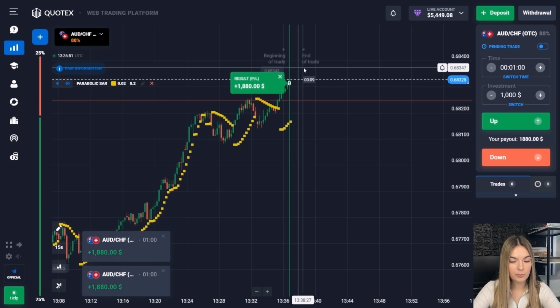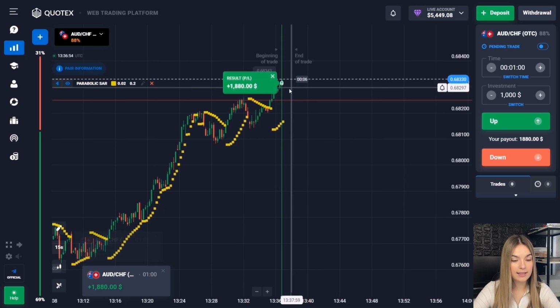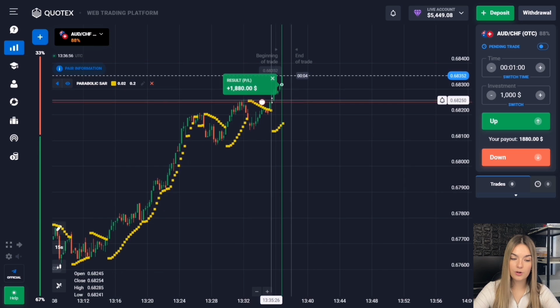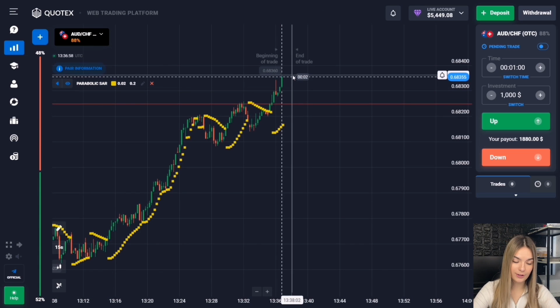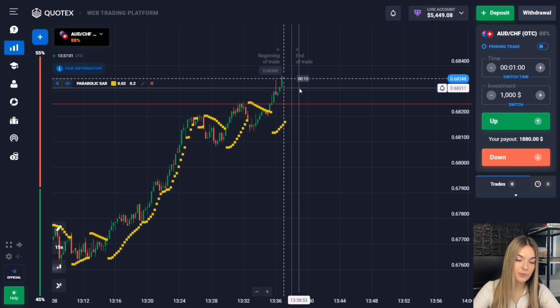Well guys, quite well, the price really continued its upward movement and this level was broken. 1 minute was enough for us. I already have $5,000 on deposit. I suggest we end here.